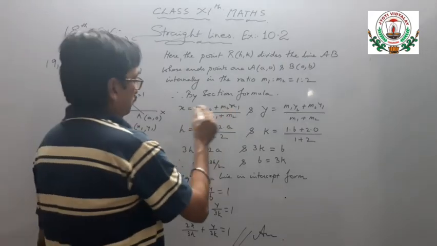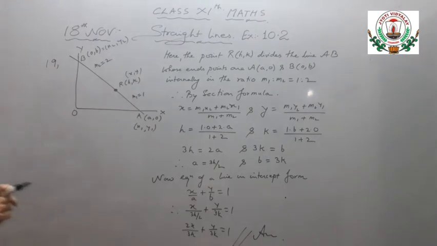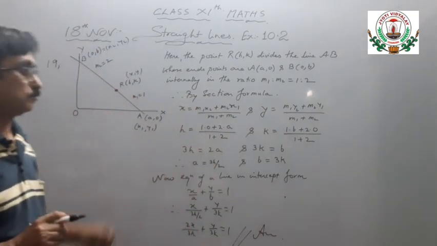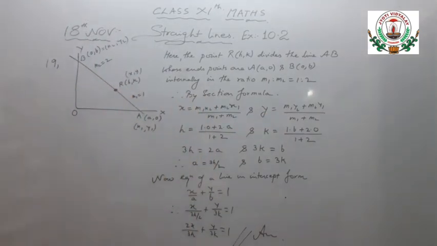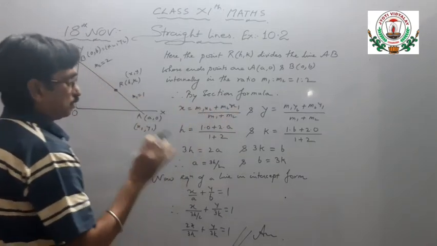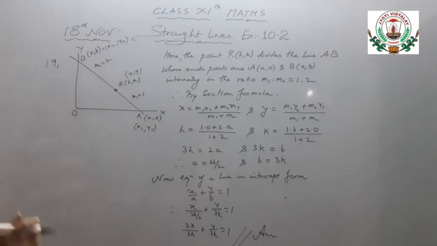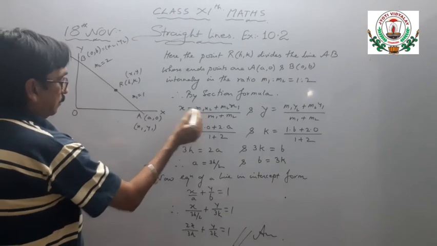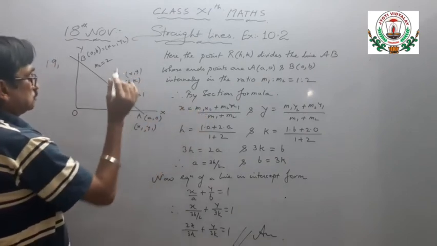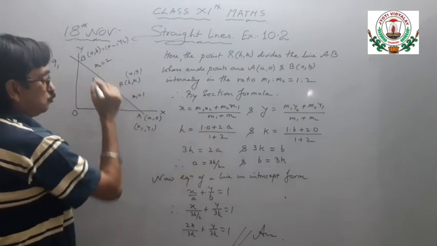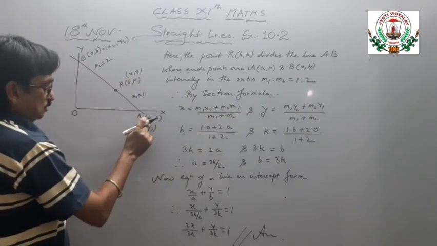By the section formula we know that x equals (m1 x2 plus m2 x1) upon (m1 plus m2), and the y coordinate equals (m1 y2 plus m2 y1) upon (m1 plus m2). Now we are going to substitute the values of x, m1, x2, x1, everything. So the value of x is our h, m1 is 1, x2 is 0, plus m2 is our 2, and x1 is our a.